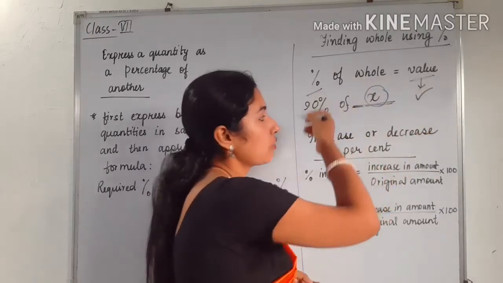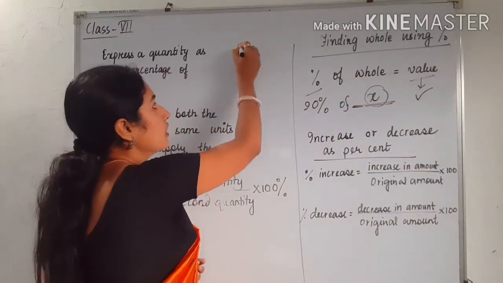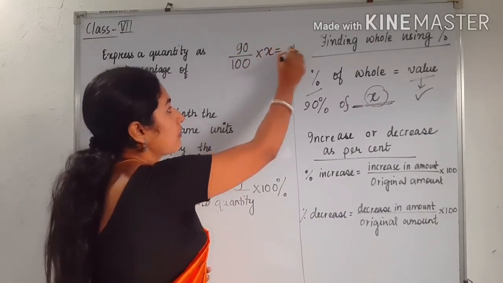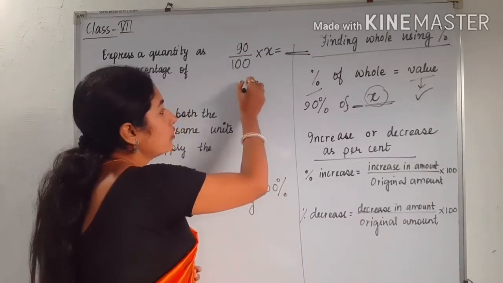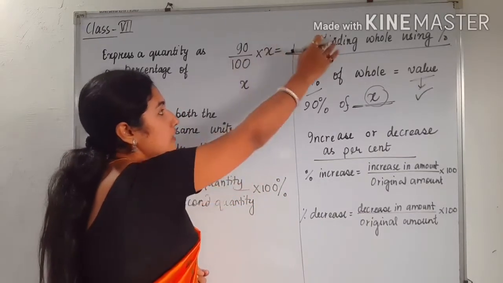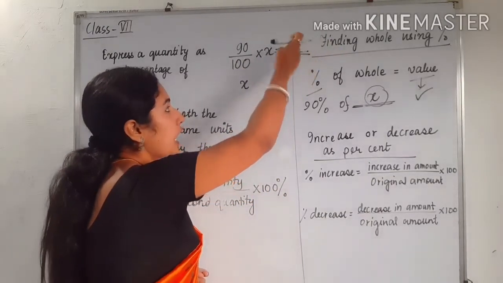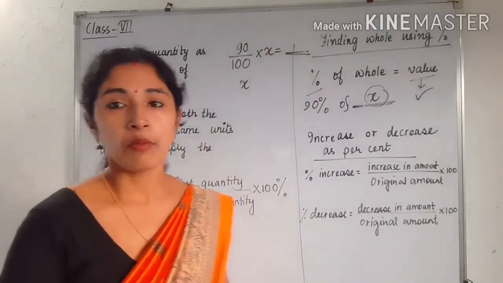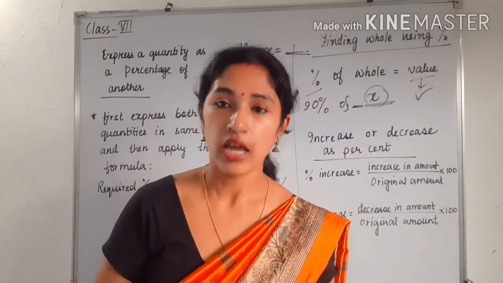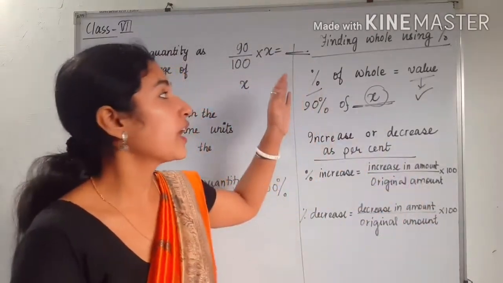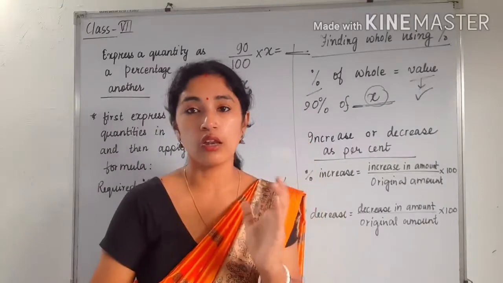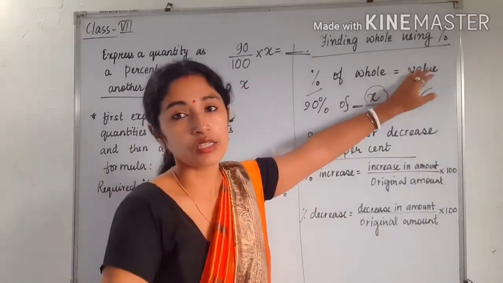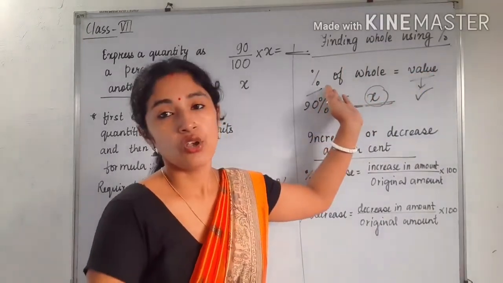So see, this forms an equation, and we can easily solve it. Just write 90% as 90 by 100 into X is equal to the value that will be given. Transpose 100 to that side, it will get multiplied with this number, and in the next step transpose 90 to that side, it will get divided. That way you can easily find the value of X. Okay, so this is the way of finding the whole, that means the total, using that value and percentage.